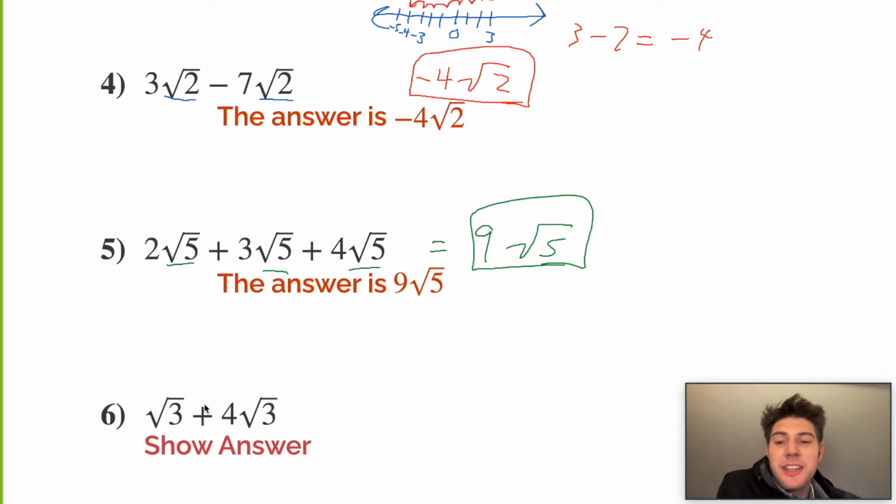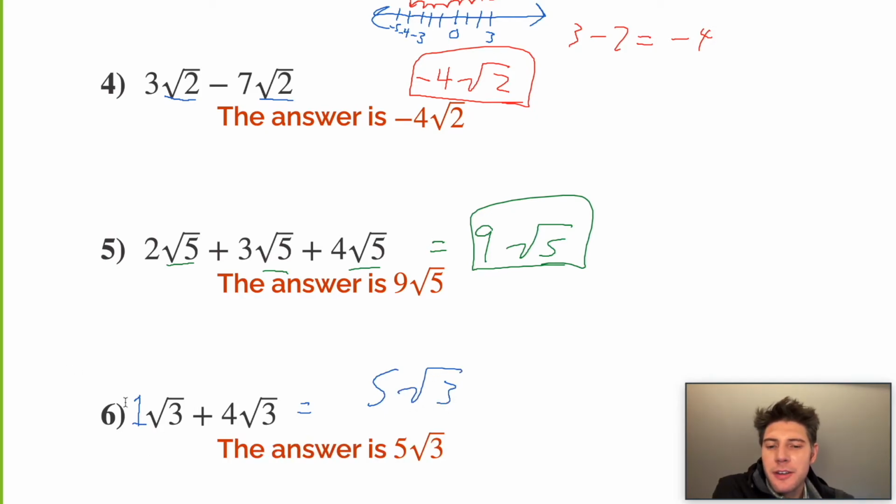Now for number 6, it just says root 3 plus 4 root 3. This can be tricky for some people. This root 3, there's an implied 1 right here. So it's 1 root 3 plus 4 root 3. And that would be 5 root 3. And we'll show the answer. And the answer is 5 root 3. These ones were slightly trickier, but we can go even trickier now.